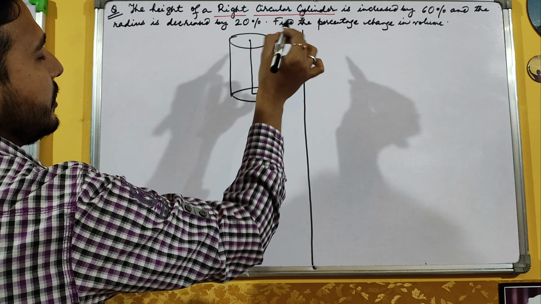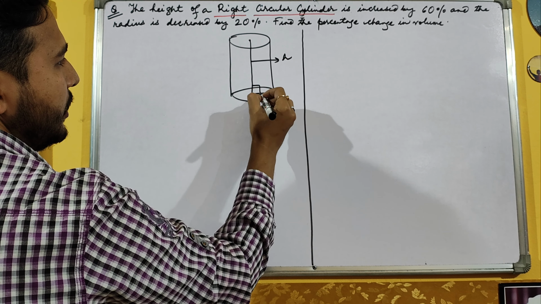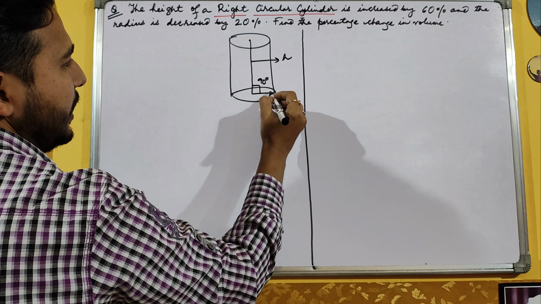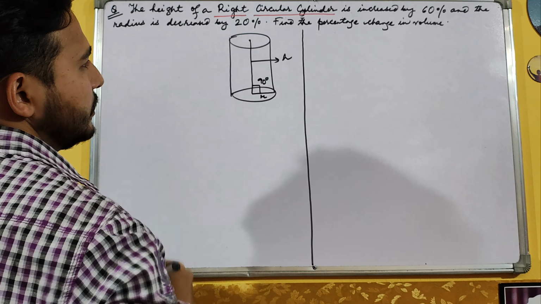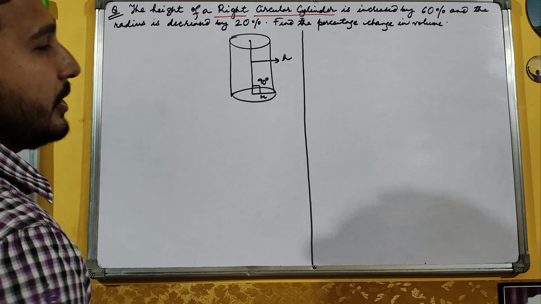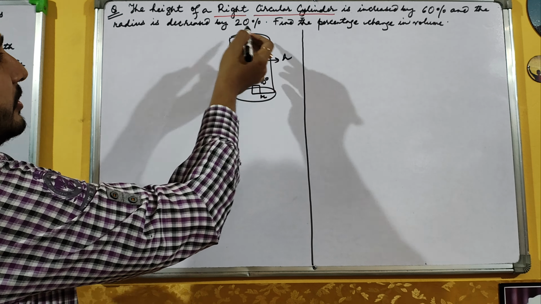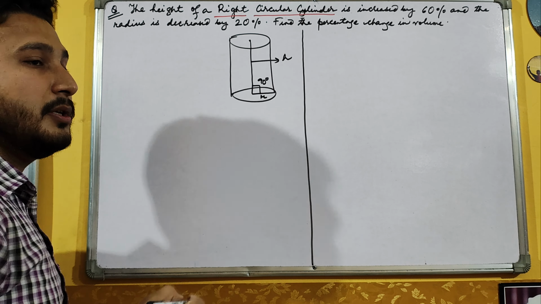So right circular cylinder में क्या होता है? The height is always perpendicular to the base, which is nothing but the radius. ठीक है, base में जो होता है. So the height of a right circular cylinder is increased by 60% and the radius is decreased by 20%. Find the percentage change in volume.